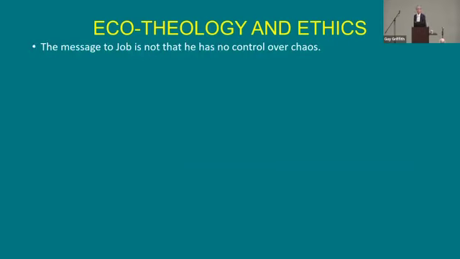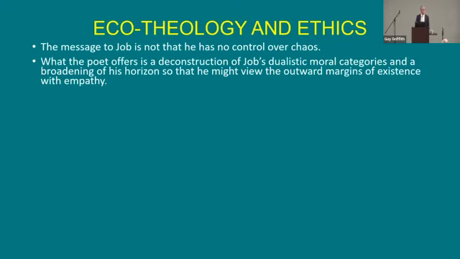The message of Job, the message to Job, is not that he has no control over chaos. Almost all commentaries argue that the point of the passage is that Job has no control over chaos. He never claimed that, right? So the passage is not that Job has no control over chaos. Job never doubted that. What the poet offers here is a deconstruction of Job's dualistic moral categories.